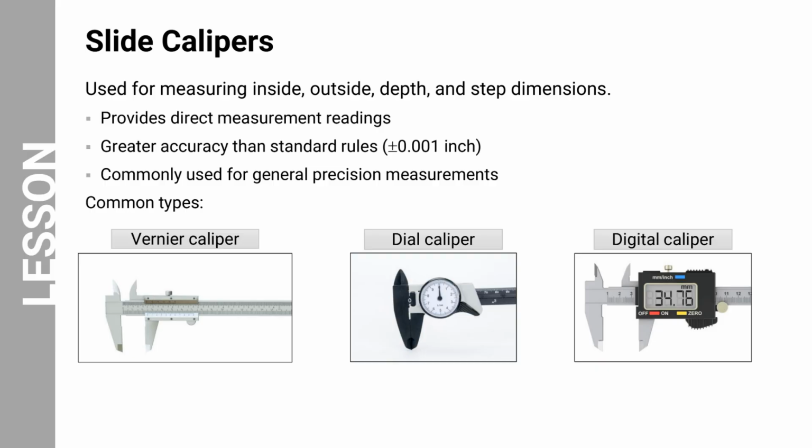The jaws are used for internal and external measurements, and the depth rod is used for depth measurement. Because readings are direct, there is no need to transfer measurements to a rule. This reduces error and improves efficiency in maintenance tasks.